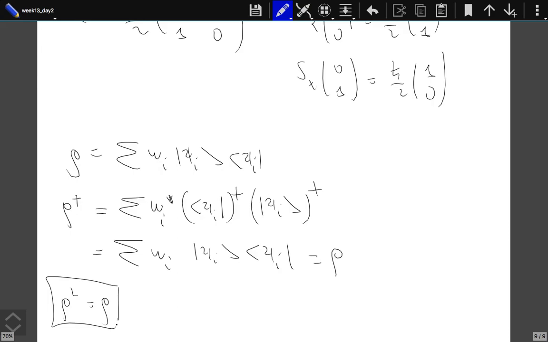Probabilities. How many of them are in one state, how many of them are in the other state, in a sense.